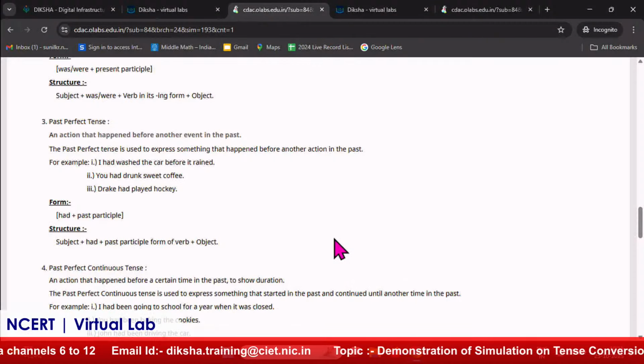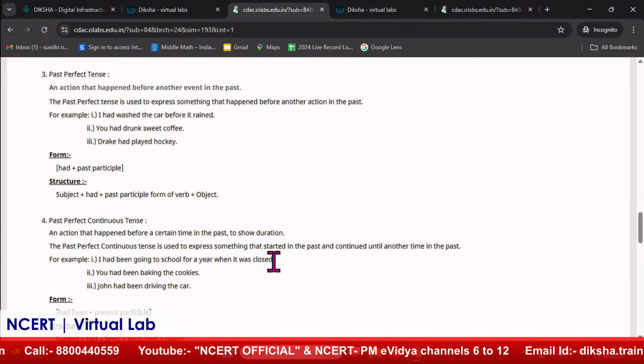And if you do not mention the other activity, let's say, so Drake had played hockey. Which becomes simple past tense. No, that is Drake played hockey. Okay, yes, had can't be there, right. So Drake had played hockey before something happened. That is implicit over here. Right. So this is double past, let's say, past perfect.